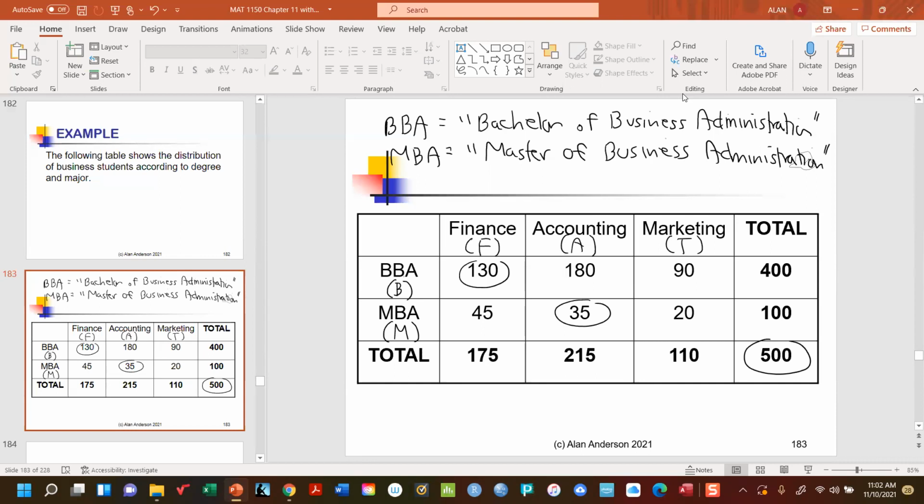Okay, so all of these up here tell me how many people fall into each category. On the bottom, we have totals, of course. So in other words, this 175 means altogether there are 175 finance majors between the bachelor students and the master students. This row total tells me that there are 400 bachelor's degree students and 100 MBA students. So it should be pretty straightforward what's going on in this table, but what we would like to be able to do with it is calculate some probabilities.